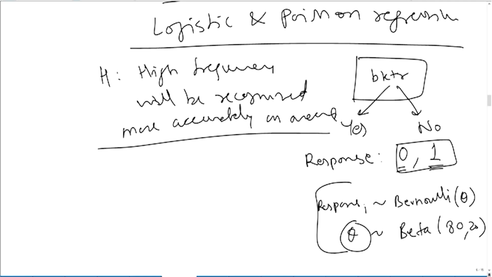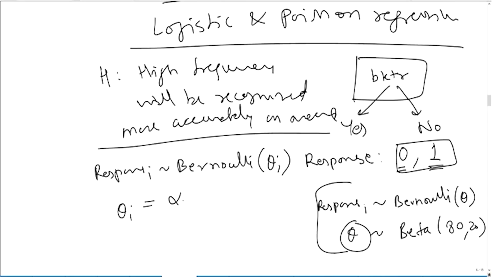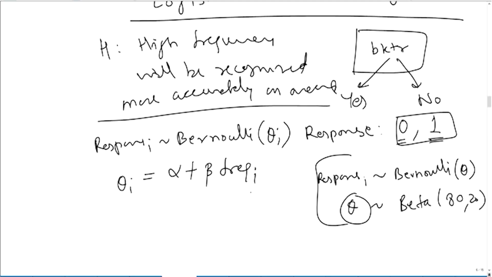Okay, so we can do this using a regression model. So, let's say the response for the ith word comes from Bernoulli(theta_i), where theta_i is the accuracy for the ith word, and theta_i is a function of frequency itself. So, let's say theta_i = alpha + beta * frequency_i. Okay. So, you can write it like this.